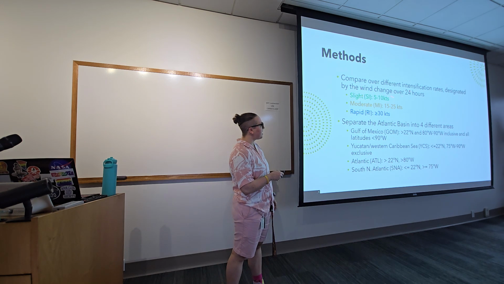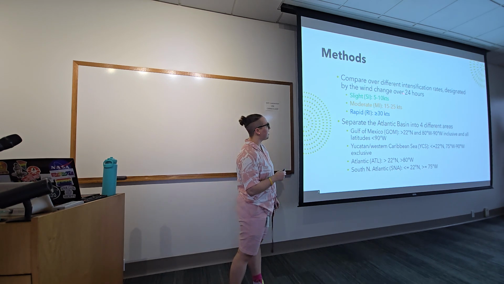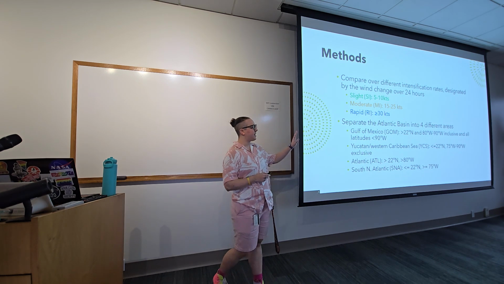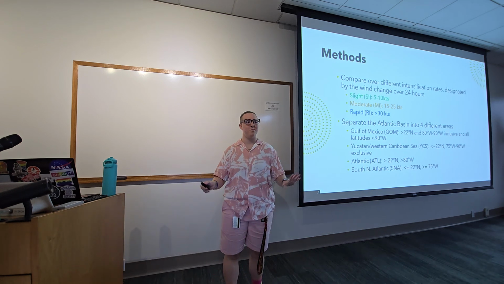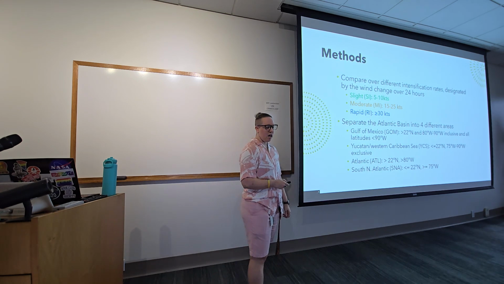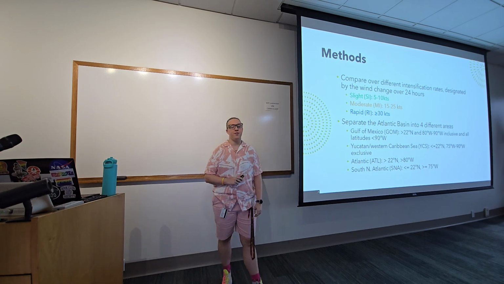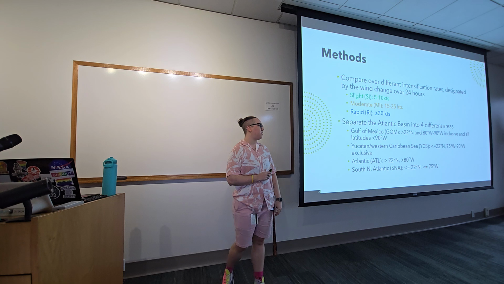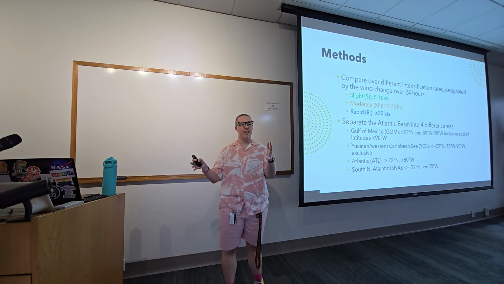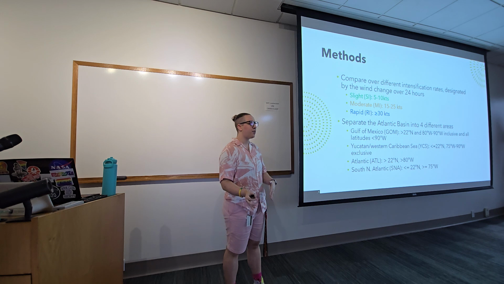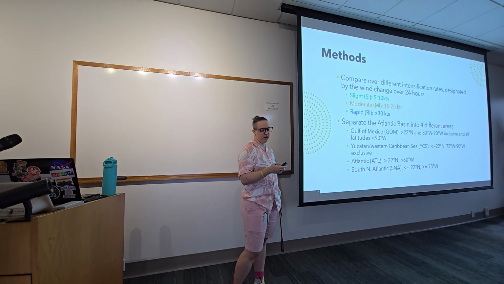So we have a slight intensifier at 5 to 10 knots in 24 hours, and then a moderate at 15 to 25. And these colors are going to be consistent throughout the presentation, so you don't always have to remember what blue is. We're also going to briefly look at what happens when we separate the Atlantic Basin into 4 different areas, because the Atlantic Basin is pretty big, and so what is happening in the open Atlantic might not exactly match some of the characteristics that we're seeing in the Gulf of Mexico, for example.